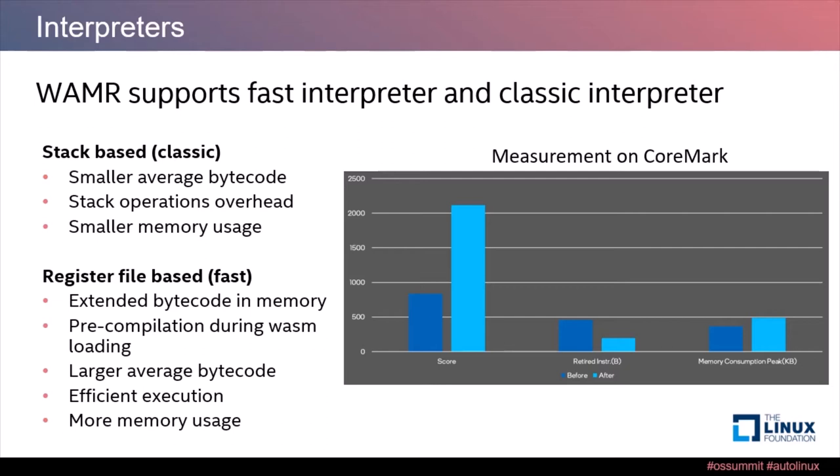It will have a larger bytecode size, but it provides extremely faster execution speed and also consumes more memory. So here is a measurement on CoreMark workload. The score reported by CoreMark, the fast interpreter is almost 3 times that of the classic interpreter, but memory consumption wise, the fast interpreter consumes more memory than the classic interpreter.